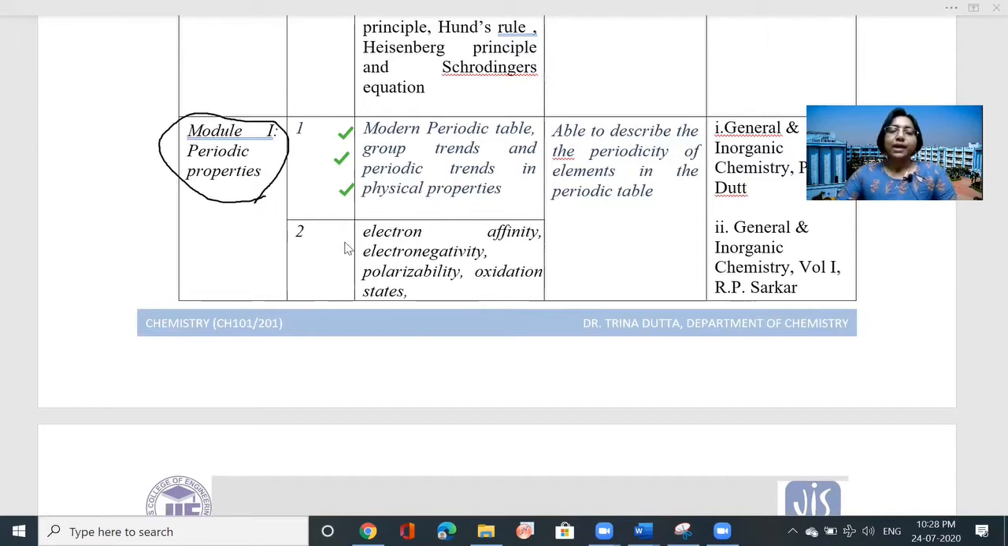Then in the second lecture, you learned about electron affinity, electronegativity, polarizability and oxidation state. You understood how electron affinity or electronegativity increases when we move from the left side to the right side horizontally in the periodic table, or from bottom to top in the periodic table. So you have got some idea about properties of the elements based on their position in the periodic table.